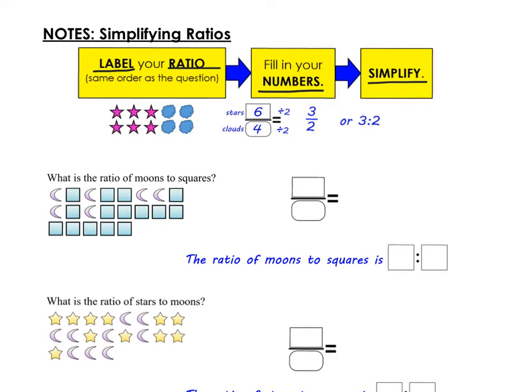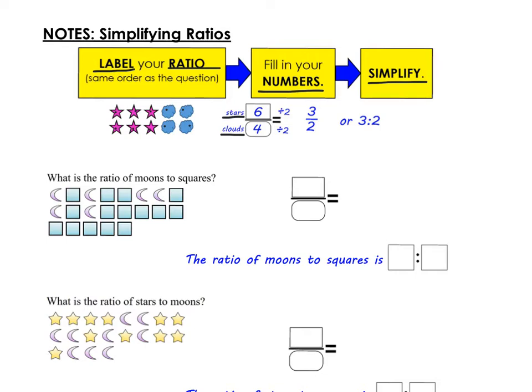So here you can clearly see we have stars first, and the number of stars is 6. 1, 2, 3, 4, 5, 6. Second, the number of clouds, which is 4. 1, 2, 3, 4. Now, since both 6 and 4 are even, we can divide them both by 2. So 6 divided by 2 is 3, and 4 divided by 2 is 2.